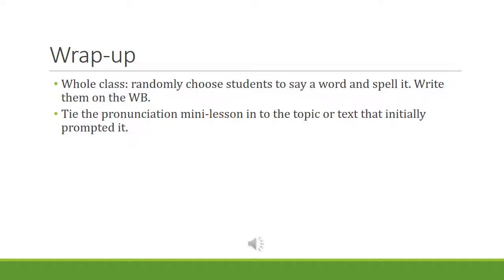For a very quick wrap-up, you could elicit words with E and I sounds from students and ask them to spell them. As the teacher, I would write them on the whiteboard. I would also want to make sure to tie the pronunciation mini lesson into the topic or the text that initially prompted the discussion. The entire lesson would take about 13 to 15 minutes if you included the game, but you could make it shorter by eliminating the game.